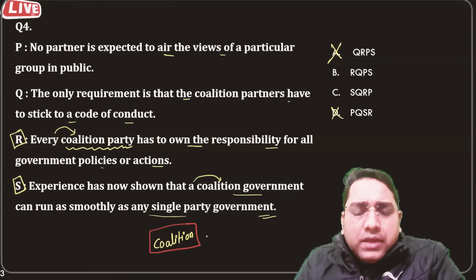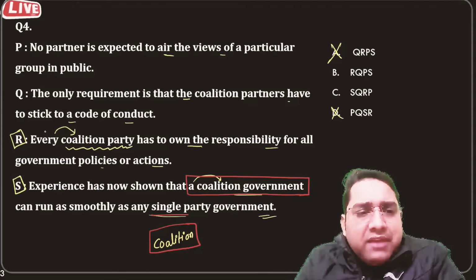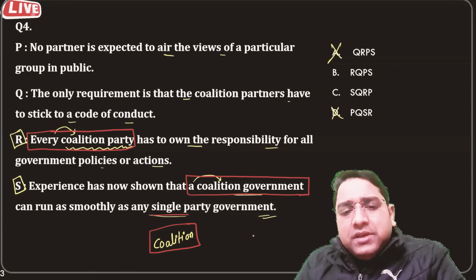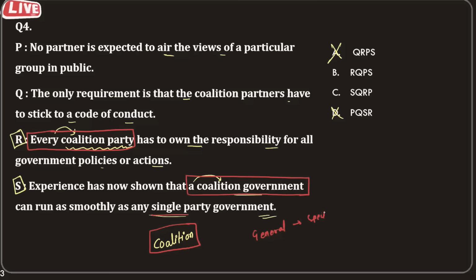Yes. Now, about coalition government, two statements are given, right? That a coalition government can run as smoothly as any single party. It says a coalition government. Then it says every coalition party, right? Can you tell me which is general information and which is specific? R or S? What should it be? RS or SR? Is R general or is S general?